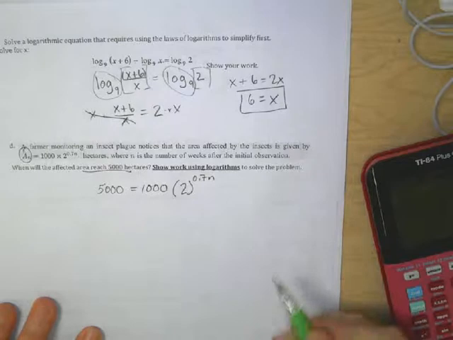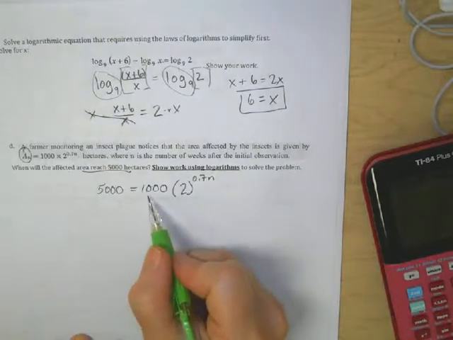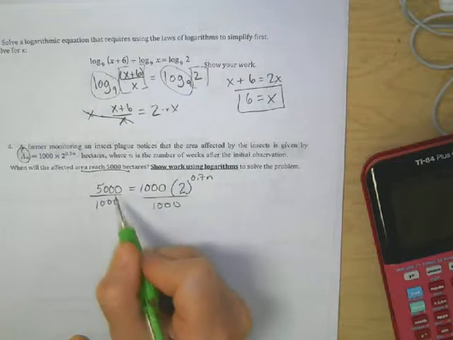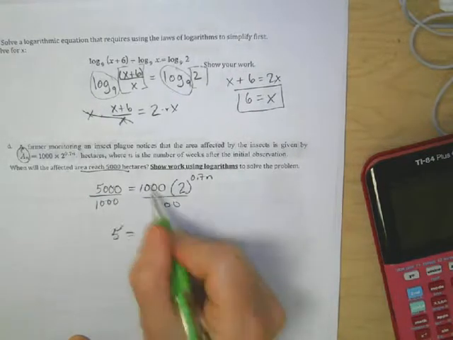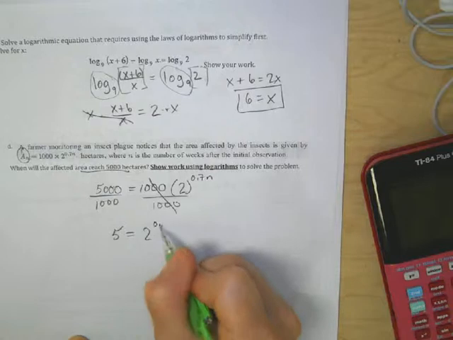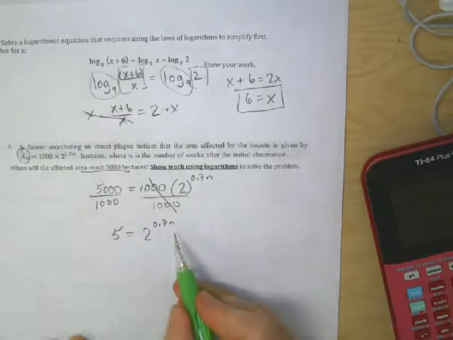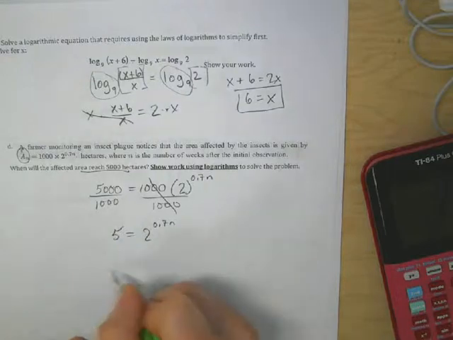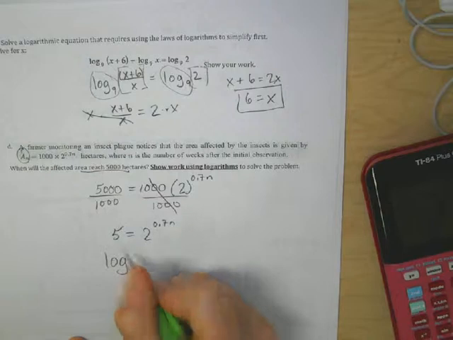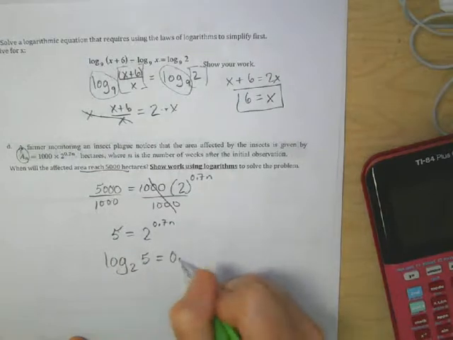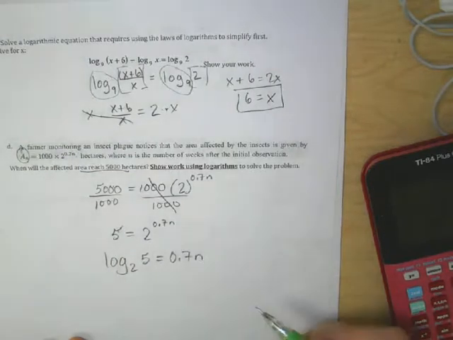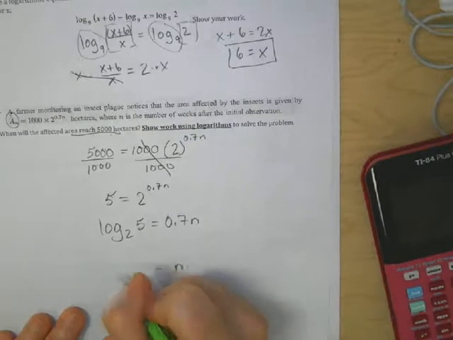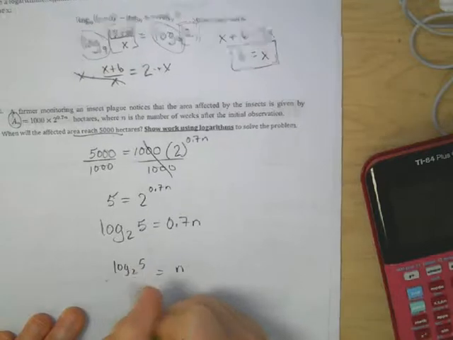So I'm trying to get n by itself. So first I got to divide both sides by 1,000. 5,000 divided by 1,000 is 5. The thousands cancel. 2 to the 0.7n. To get the variable out of the exponent, I got to write in logarithmic form. So log, the base is 2, the value is 5, is equal to 0.7n. And to get n by itself, I'm going to divide both sides by 0.7. So log base 2 of 5 divided by 0.7.